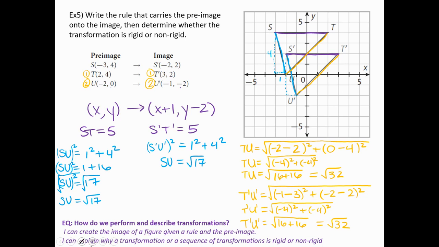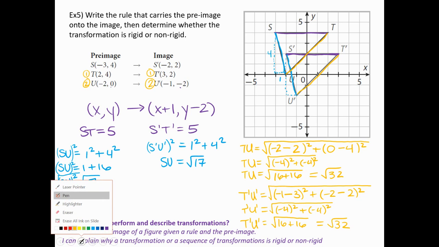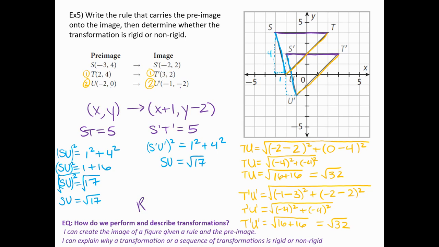So they match. I'm going to go through and just point out that they all match up. So this would be rigid motion, because we kept the same distances and we proved that they were the same distances for every single side of the triangle. All right, that's it for notes.